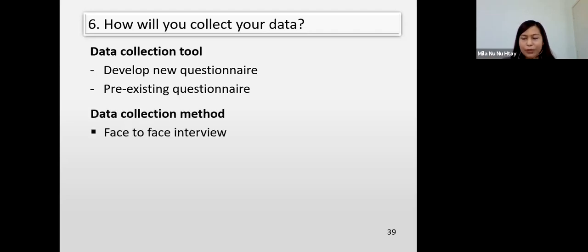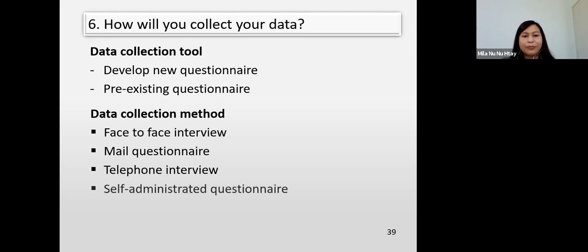So how to collect the data? You may do a face-to-face interview. It means that you visit their place and collect the data by interviewing them. Otherwise, in Western countries, they send the questionnaire through the mail, and the respondent needs to fill it out and return it to the researcher. That is the mail questionnaire. The third one is a telephone interview. Or sometimes students use a self-administered questionnaire. It means they prepare the questionnaire and give it to the respondent. We do not interview them, so they fill it in by themselves.